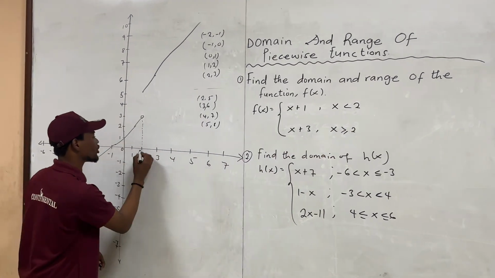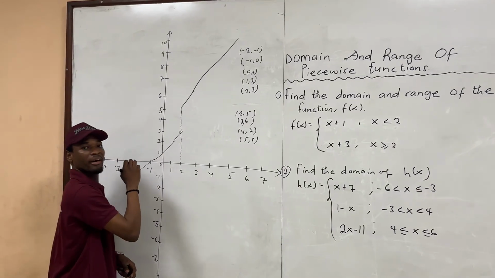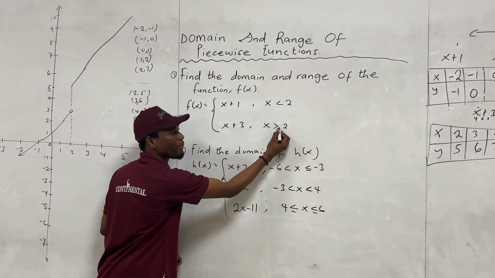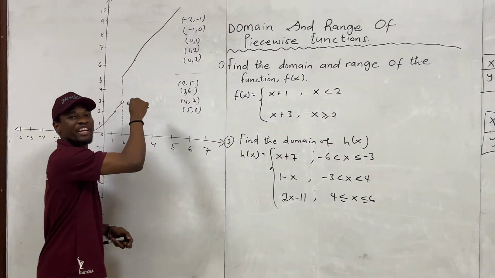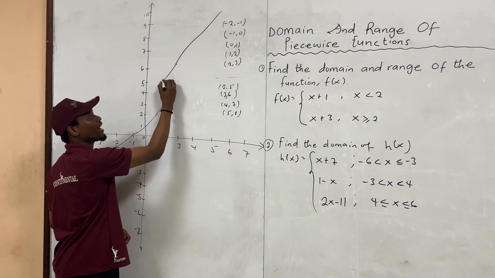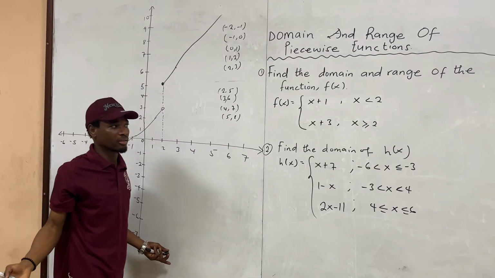Where is my 2? This is my 2, right? Somewhere here. Is it closed or open? It is closed because of the bar. So that means I'm going to shade that point here. That means you are starting from here, then straight to positive infinity. Do you get it that way?